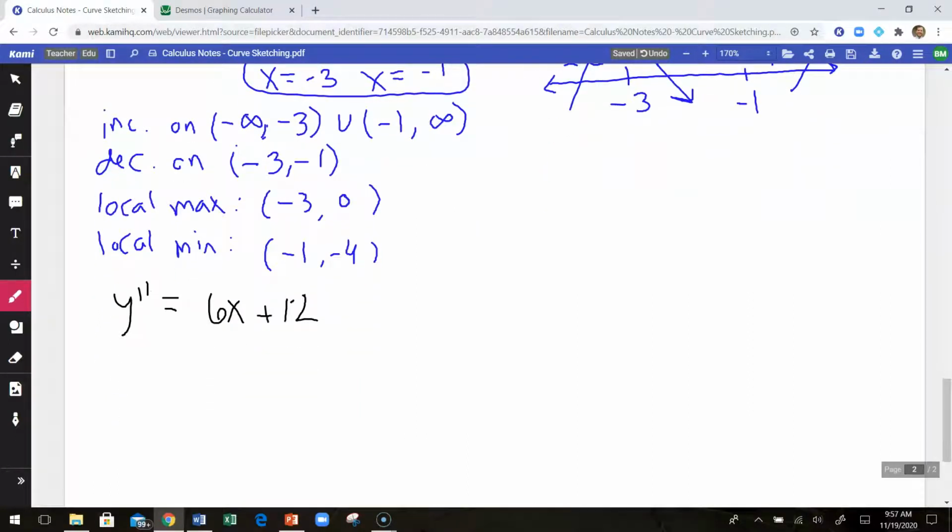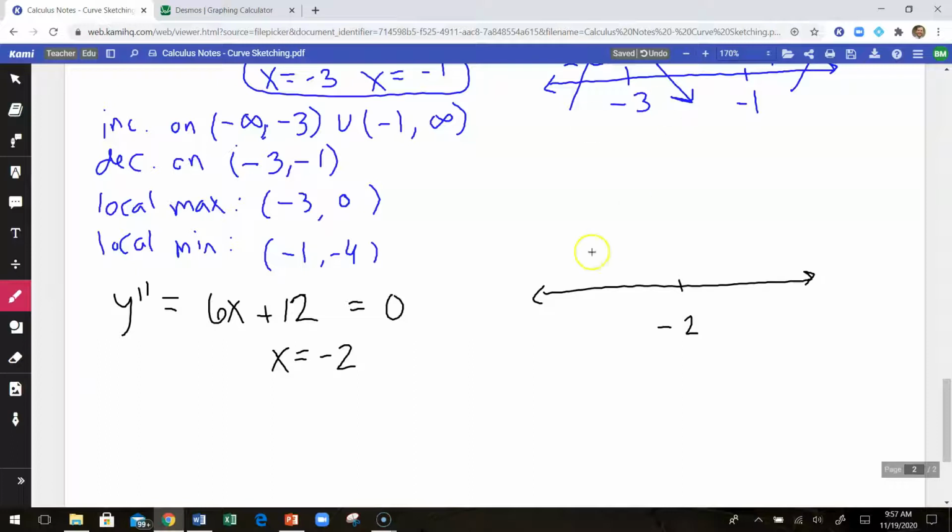Just like the first derivative, I want to go ahead and set this equal to 0. Remember, these are not technically called critical numbers, but they are numbers of interest, possible inflection points. So if I solve this for x, I'm going to get x equals -2. And I'm going to, again, make this number line with -2. And we're checking concavity here.